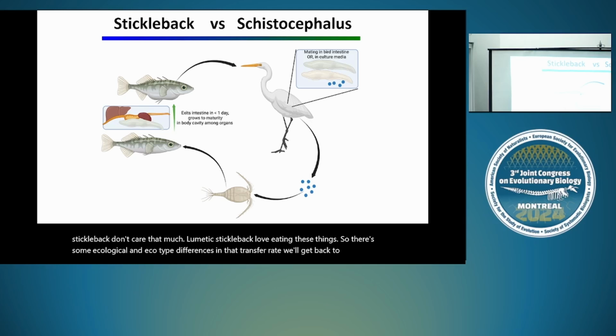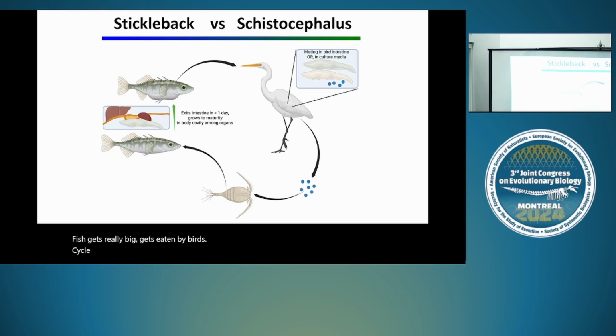The stickleback then consume the infected copepod. The parasite exits the gut, penetrates through the gut wall to live in the body cavity among the organs. Fish gets really big, gets eaten by birds. Cycle continues. Now, the stickleback are not passive in this. They both have some choice. Do they eat copepods or not? They also have the ability to resist this tapeworm.